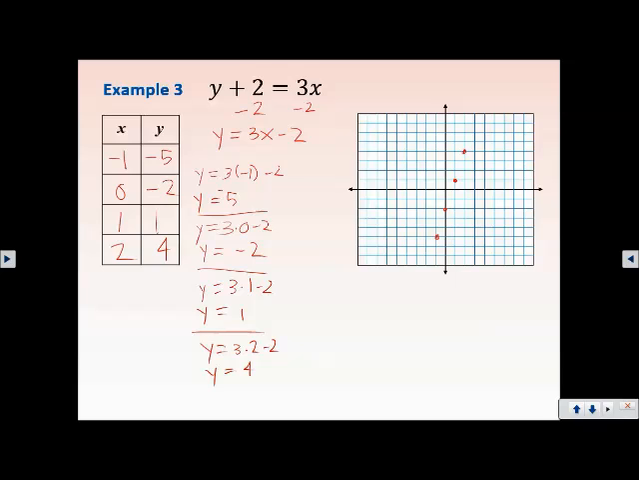So we haven't included every single solution to this line. What if x was 3? There'd be another solution. What if x was 1/2? There'd be another solution. What if x was negative 278? There would be another solution. So what we need to show is that all the other solutions on here are all the points that are in between these and extending in either direction.